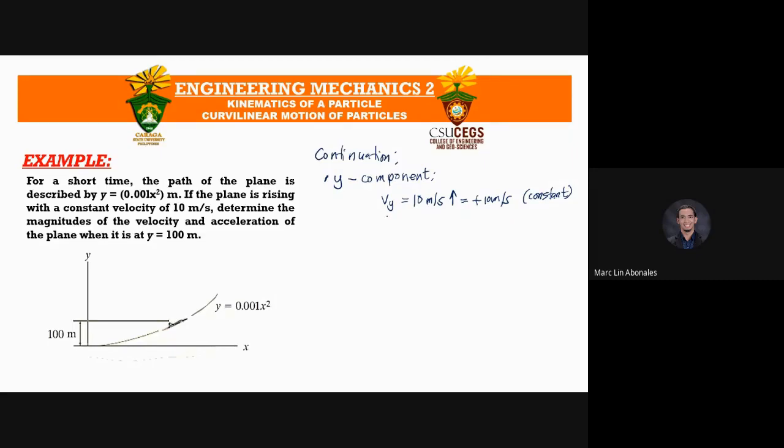If you use the kinematic equation a is equal to dv over dt, you will come up with the answer that your ay is 0. So therefore, the y component of the acceleration will be equal to 0 meters per second squared. So we now have the y component of the acceleration. What remains for us to solve is the x component.